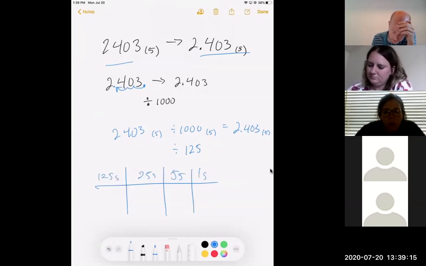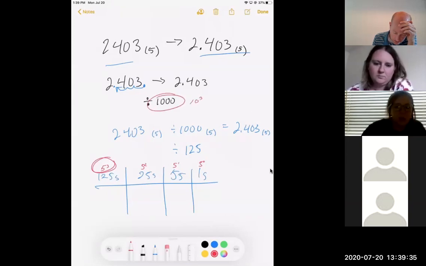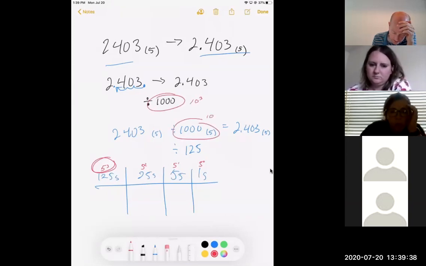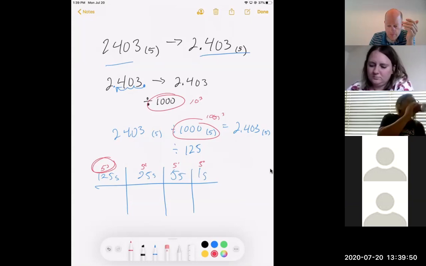125s. Okay, so these 1s are the same as 5 to the 0. The 5s are 5 to the 1. 25s are 5 squared. 125s are 5 cubed. So 5 cubed, the base cubed, is the same structure as 1,000, which is 10 cubed, or 1,000 base 5, which is 10 base 5 cubed. Those are not the same value, but they're the same structure because you're cubing the base. And when you divide by a power of the base, then you just move the decimal point over.